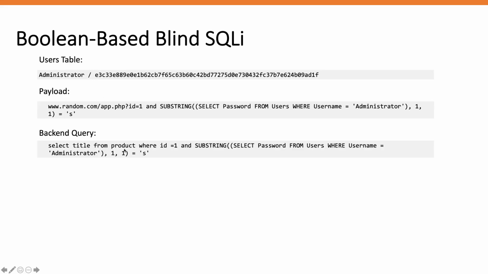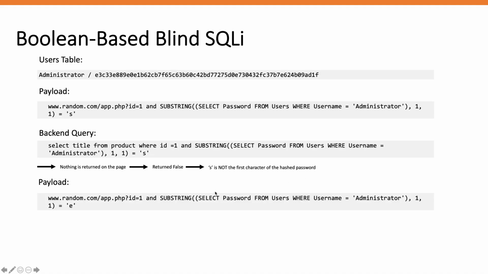And then I'm asking it, is this first character equal to S? In this case, the first character is not equal to S because the first character is E. And so this statement over here evaluates to false. True and false evaluates to false. And so the where clause evaluates to false. And you shouldn't see a title from the products page. And so nothing is returned on the page. That means it returned false. That means I know that S is not the first character in the hashed password.